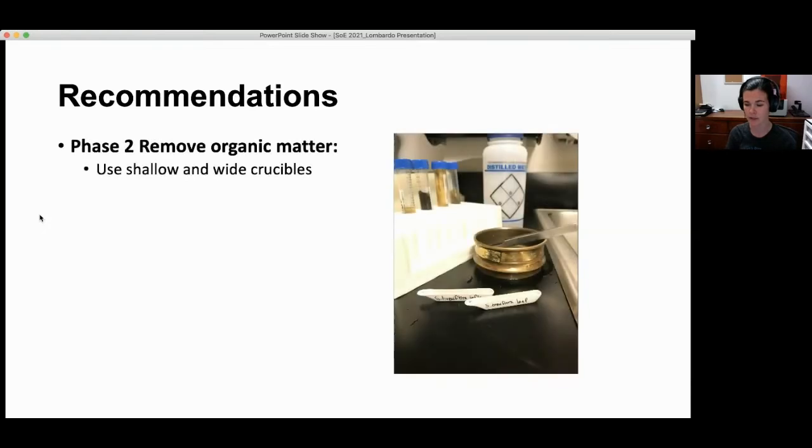If you can find crucibles that are shallow and wide, I'd really encourage it. This will allow for even distribution of access to air if you're using an oven to get rid of the organics in your sample. The ones pictured here will not fit your 10 grams of sediment. These are what we used for our modern plant combustion. So on to the next.